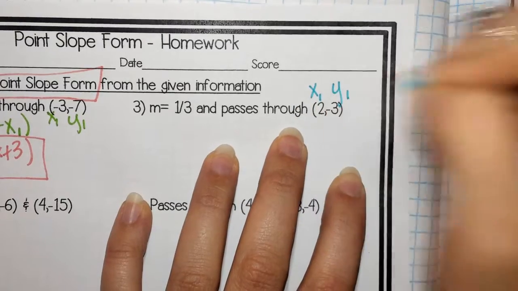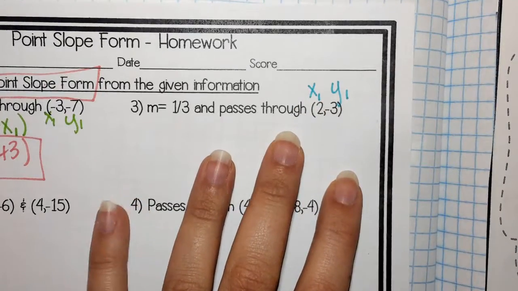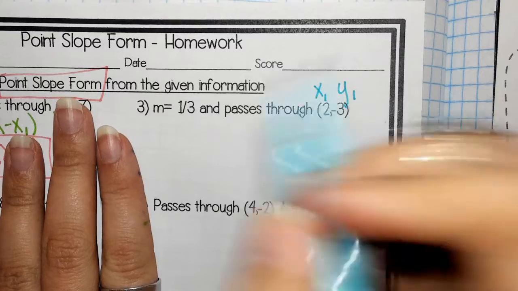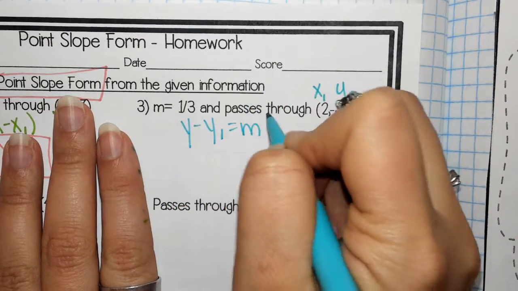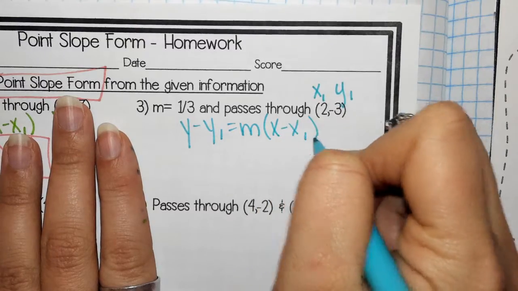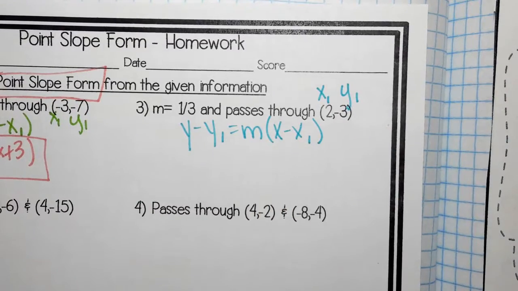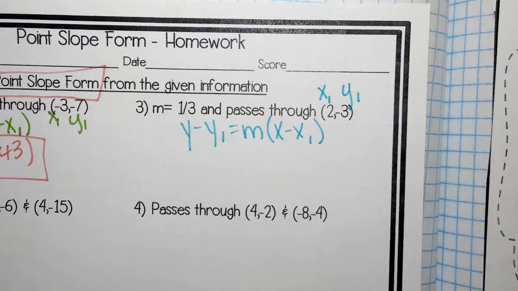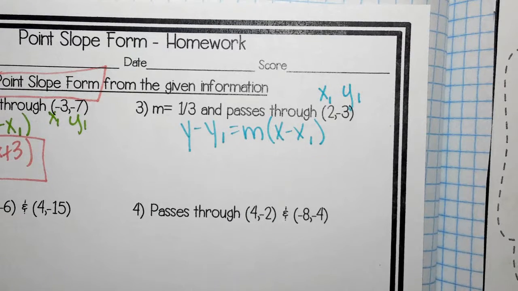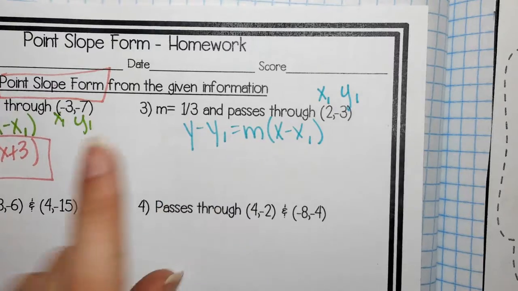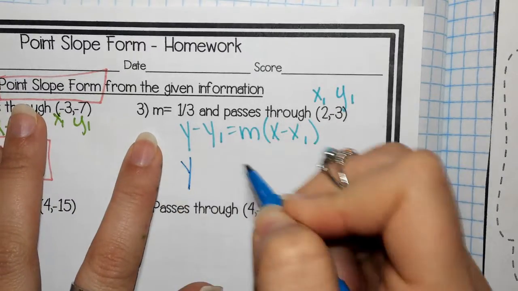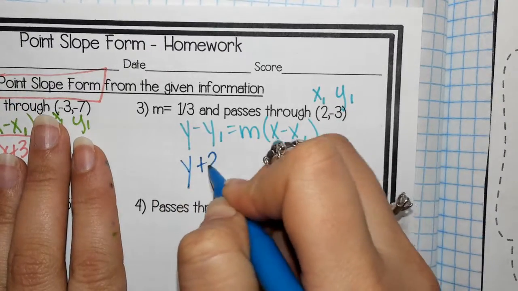Alright, so let's write x1, y1 right here. And then we're going to rewrite our form of y minus y1 equals m times x minus x1. Now, do we know what our x1 and y1 is? Yes. 2 and negative 3. So y minus what? Negative 3, plus is plus 3 because two negatives equal a positive.